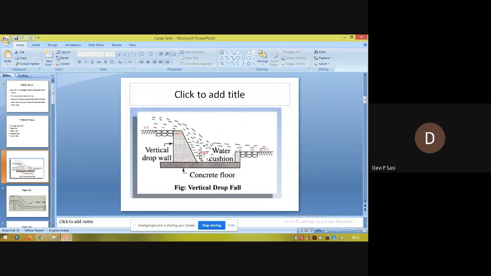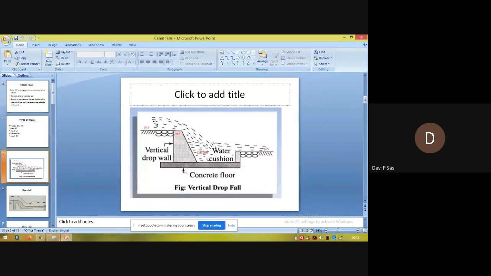A vertical drop fault consists of a vertical drop wall and a cistern. You can see the upstream region and the downstream region. The water flows from the upstream region to the downstream region, flowing over the crust segment. After flowing over the crust segment, the water falls into a cistern, the portion where the excess energy of the water leaving the crust is destroyed.